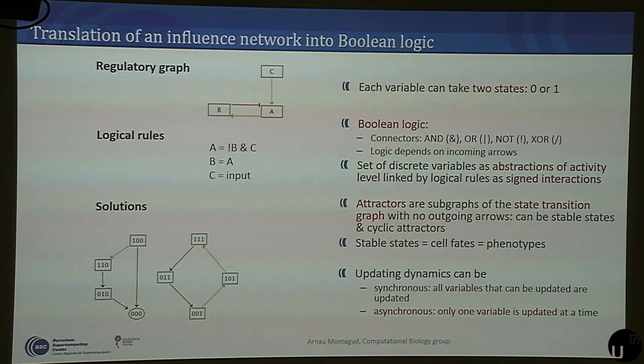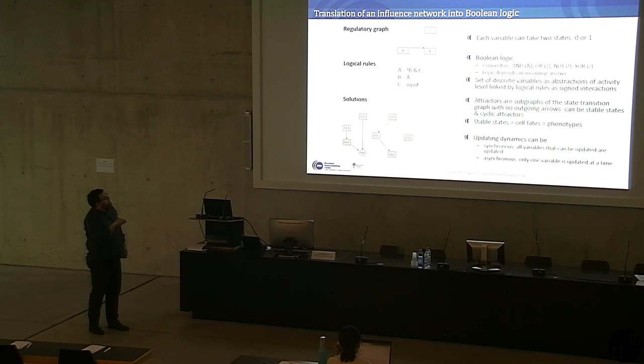So the logic depends on the incoming arrows. If C activates A, I would say that C is an input, and A is activated by C. So A is 1 whenever C is 1 and B is not present. And B will be on whenever A is on. The idea is that you integrate the different arrows that come to A into one equation such as this one. Okay?